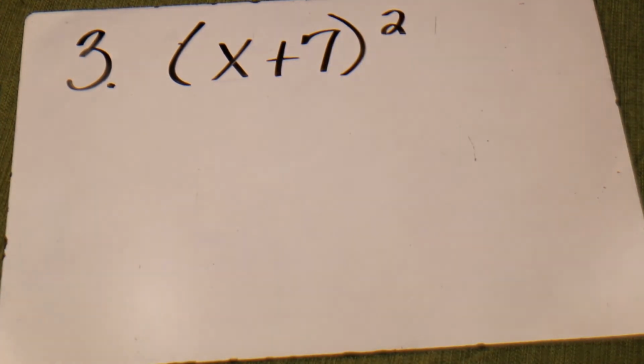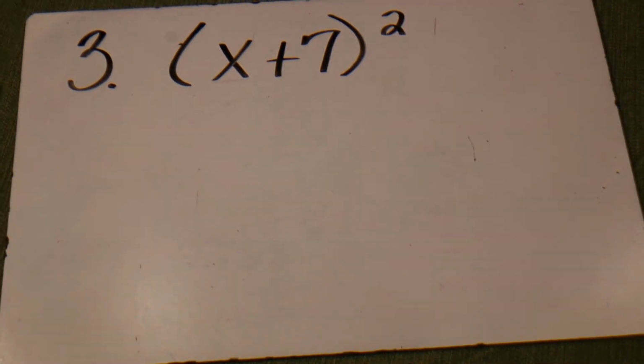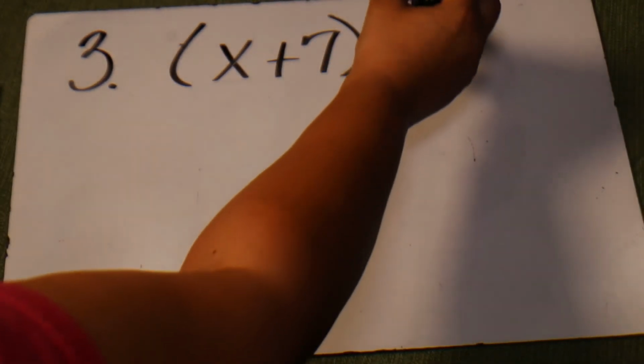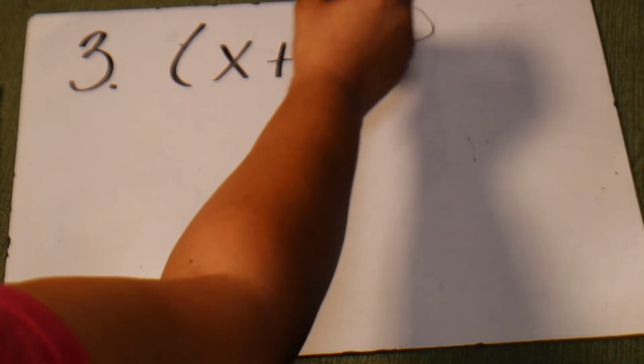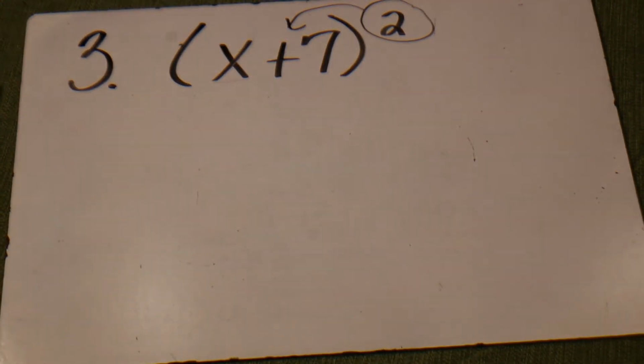Okay. Now, you notice that the exponent is on the outside of the parentheses. So that means this rule goes for everything inside. And it doesn't go for it individually. It goes for it as a group. Because remember, parentheses is also a grouping symbol. Okay? It means multiplication, but it's a grouping symbol as well.